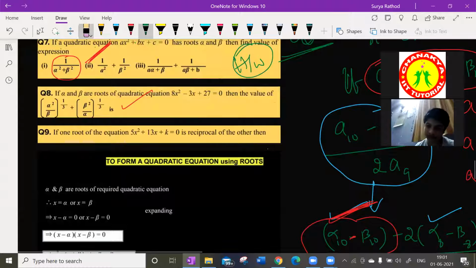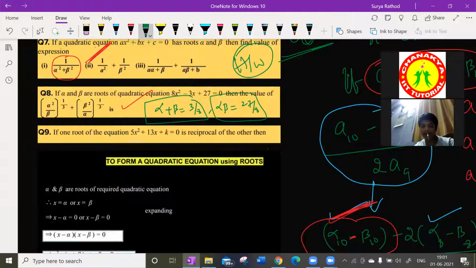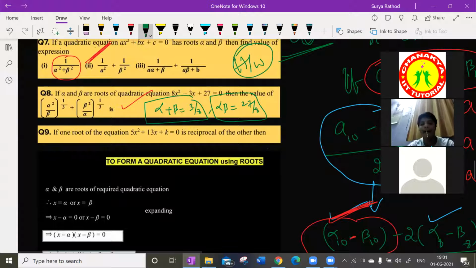So alpha plus beta we got 3 by 8, comma alpha beta is equal to 27 by 8. Substitute here, how can we, here we have two powers, right? Alpha to the power of 2 by 3 divided by beta to the power of 1 by 3 plus beta to the power of 2 by 3 divided by alpha to the power of 1 by 3. That's how we can solve it. I got the answer as 1. For this question, the answer is wrong.